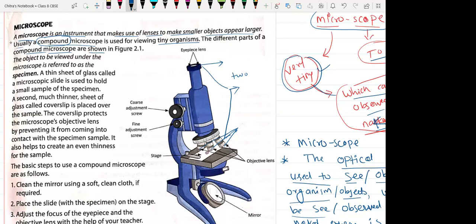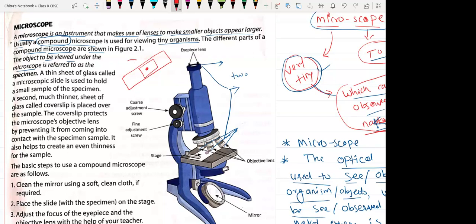The object to be viewed under the microscope. See how objects are placed. We have one small glass sheet like this. Here we put whatever object we want to see, and we cover it with the cover slip in order to protect the lens of the microscope. Which lens? The objective lens.